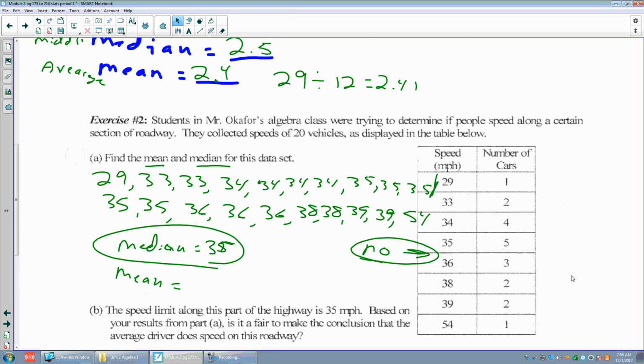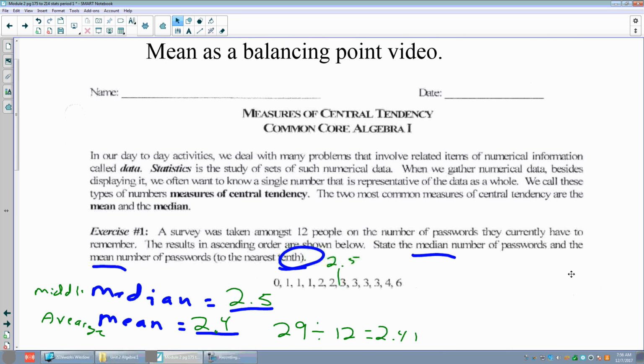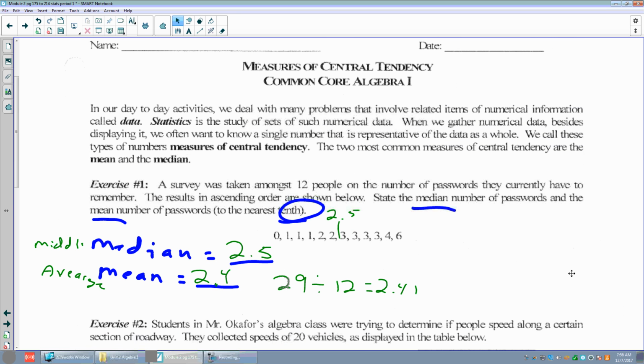We're on page 183 in Mr. Bryce's math class. Mean as a balancing point, measure of central tendency. We're looking at mean, median, and mode.